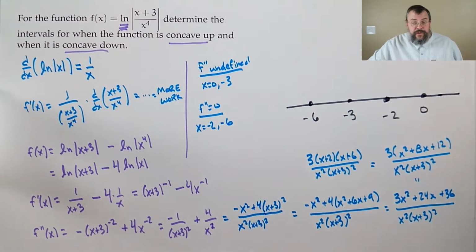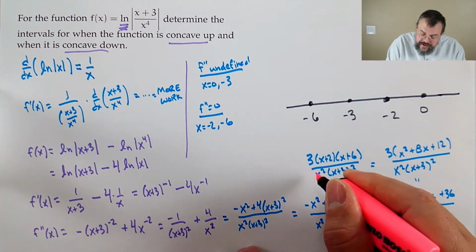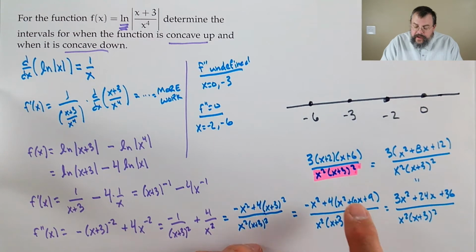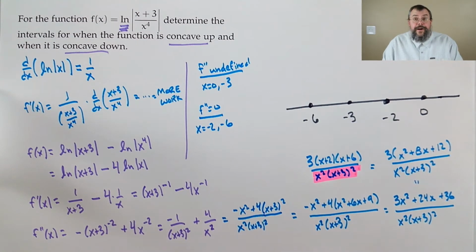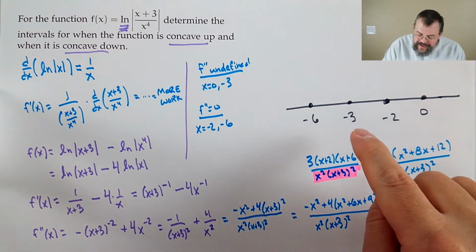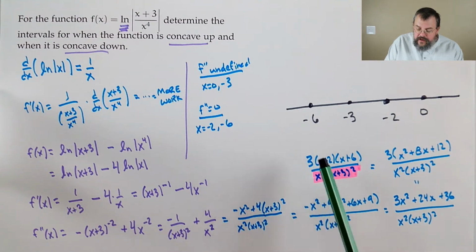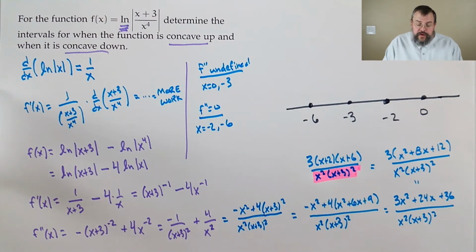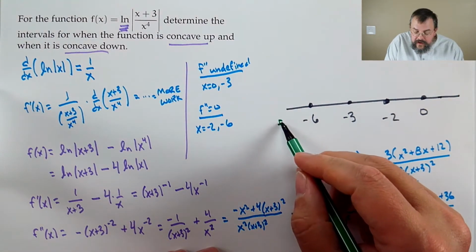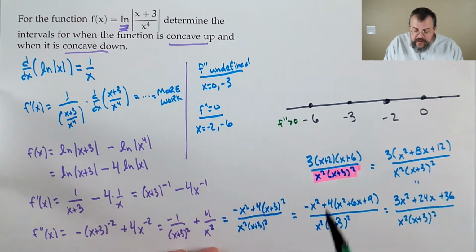Now, some good news for us. Do you see the downstairs? X squared times x plus 3 squared? Always positive, because I'm squaring. Now you might say, well, it could be 0. Yeah, but we're not going to look at what happens at -3 and 0. So we really just need to say what happens in the numerator. Suppose I plug in a -7. Here I'll have a negative and a negative. Put that together, that says our second derivative is positive.